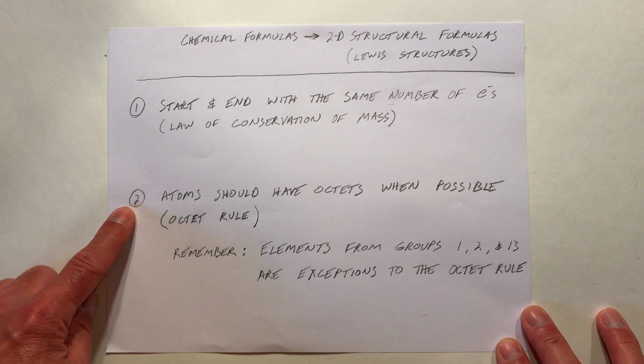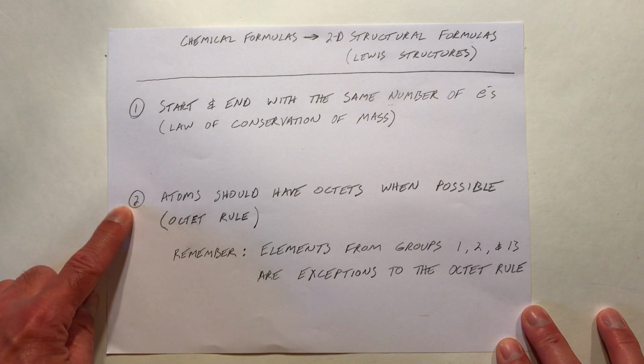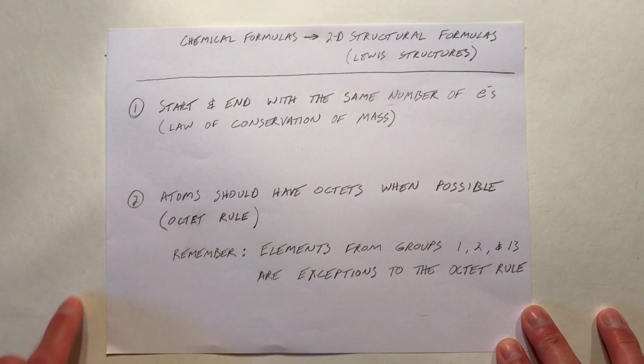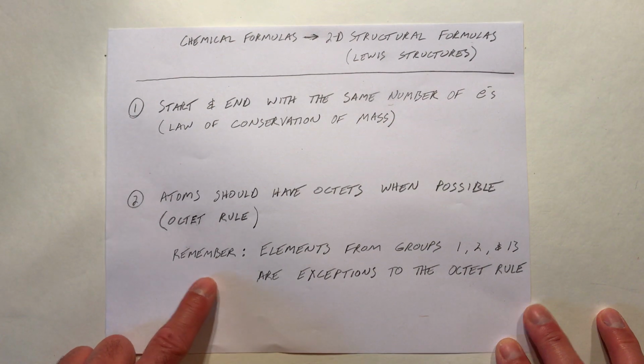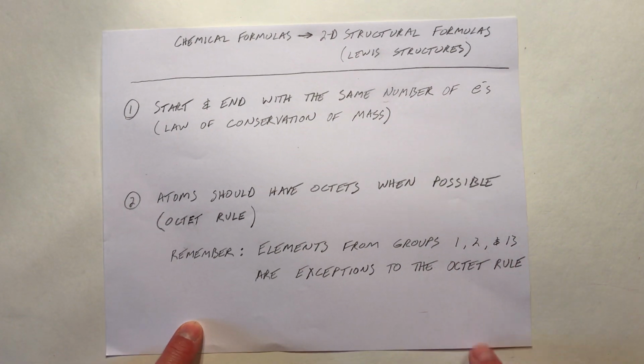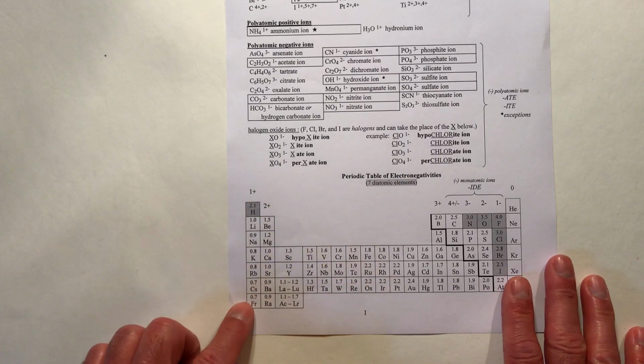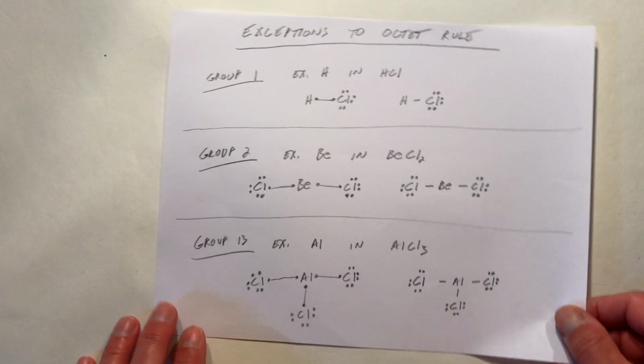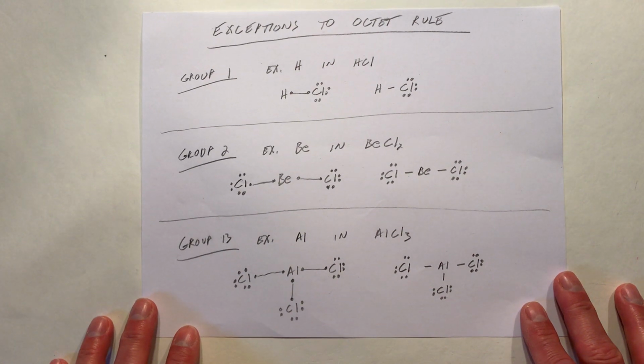And number 2, atoms should have octets when possible. Remember that the octet rule says that atoms will be stable when they have an octet. However, remember that elements from groups 1 and 2 and 13 will be exceptions to the octet rule. Once again, this is group 1, this is group 2, and this is group 13. Let's look at a few examples for exceptions to the octet rule.